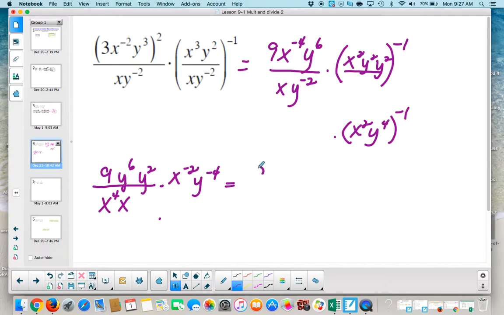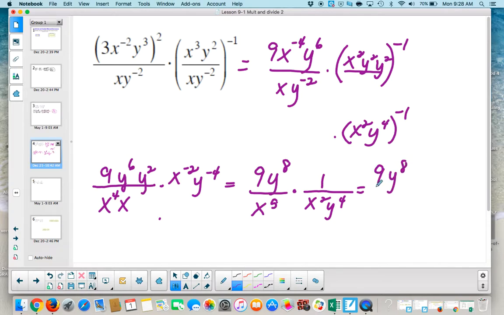Okay, so on the left, I have 9 y to the 8th over x to the 5th. And then over here, I have both negative exponents, so I'm just going to bring that down to make them positive exponents. So that would be x squared y to the 4th. So lastly, let's multiply across here. Oh, well, then I'm going to have to simplify after. So 9 y to the 8th over, let's see, x to the 7th, y to the 4th. And then lastly, I do still have two y values there, so I'm going to simplify that, which would be 9y to the 4th over x to the 7th. And we're done that one.